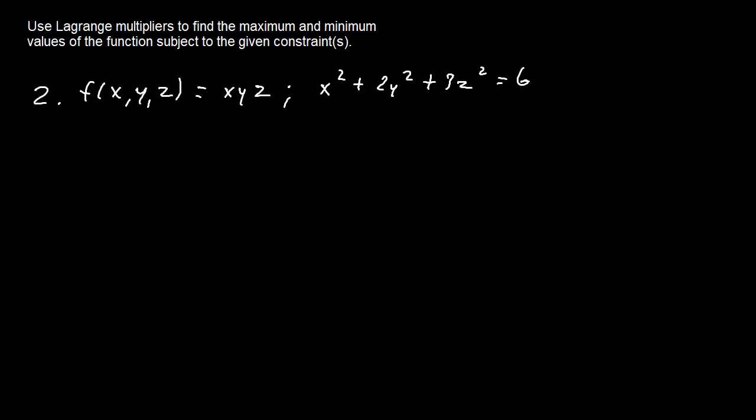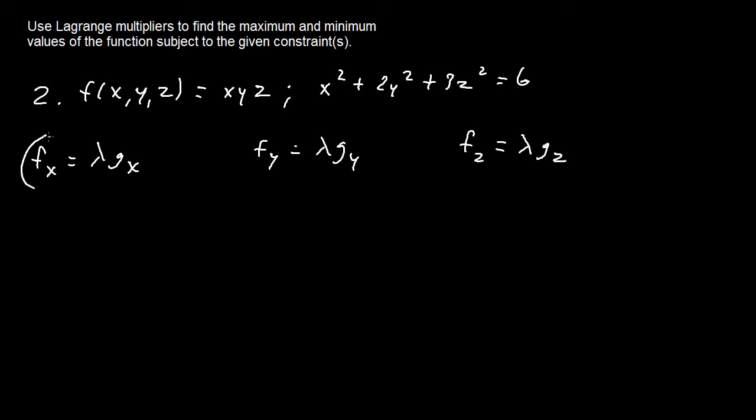So now for number 2, we have f of x, y, z equals x times y times z, and the given constraint is x squared plus 2y squared plus 3z squared equals 6. So notice we have 3 input variables here, x, y, and z, so we have to create 3 equations this time. And so once again, f sub x will equal lambda times g sub x, f sub y is going to equal lambda times g sub y, and then f sub z this time is going to follow the same exact rule, will equal lambda times g sub z.